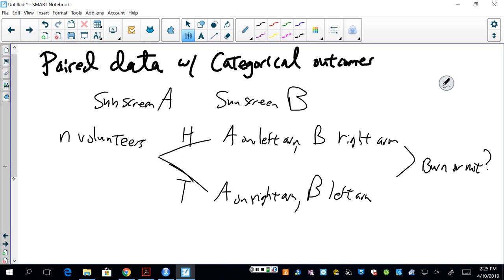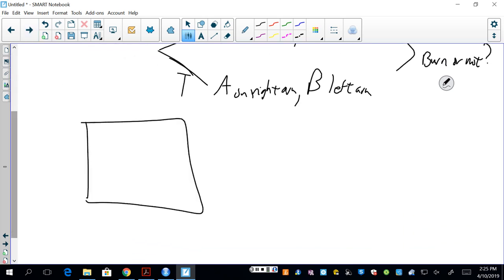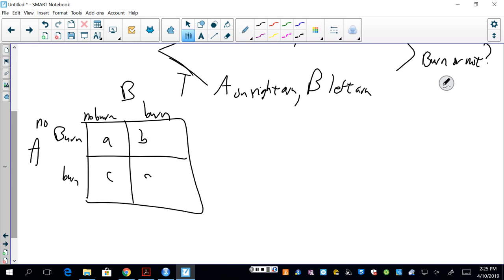And so you would summarize the data on the A arm, burn, no burn. And I had to write no burn up here at top and burn down here because it's the way I did it in the little notes. And for the B sunscreen, no burn, burn. And you're going to count the number of times these different things happen. And these ones here with the matched pairs have no difference. They burned in either case or they didn't burn in either case. So there's no difference here.